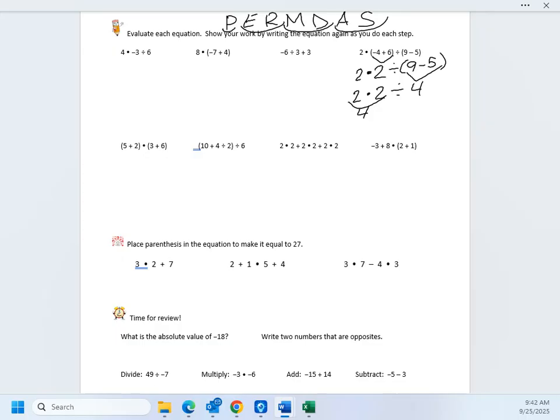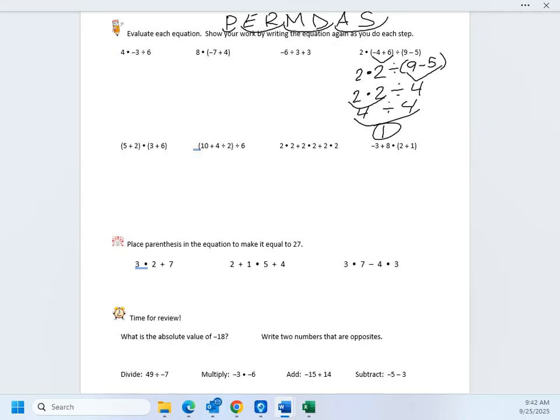What do I do next? Bring the rest of the stuff down. So Jack, you always rewrite your equation. Now what do I do? 4 divided by 4. 4 divided by 4 is 1. That is my final answer.